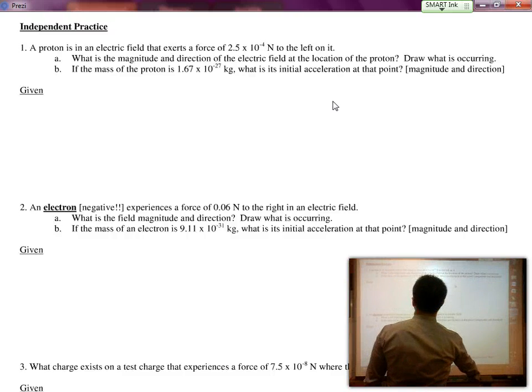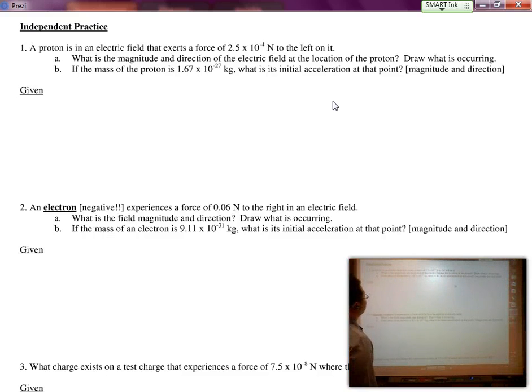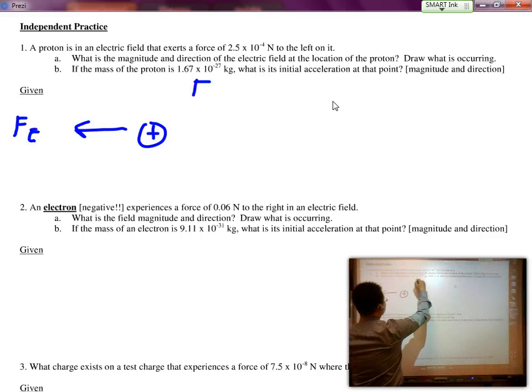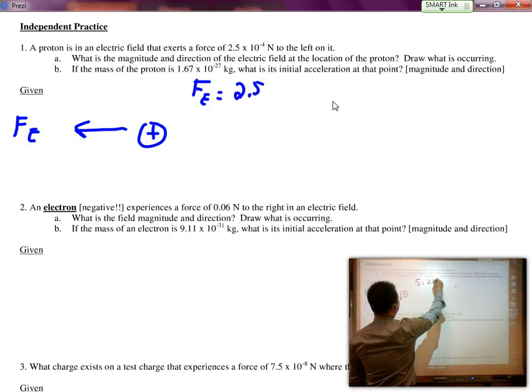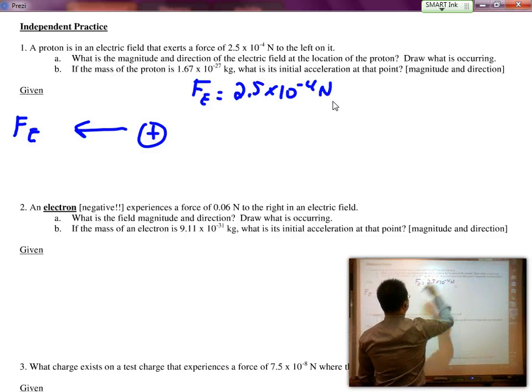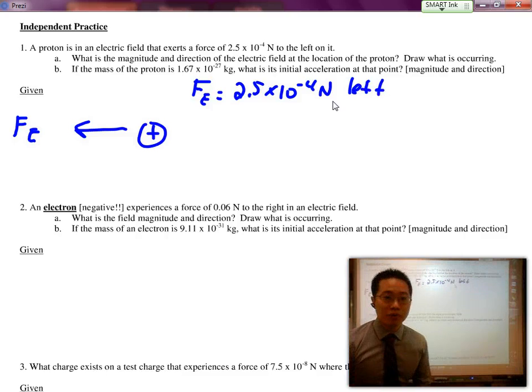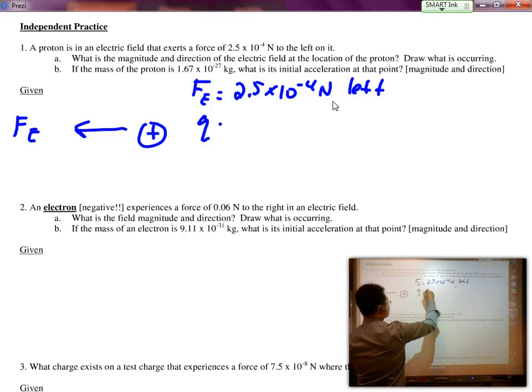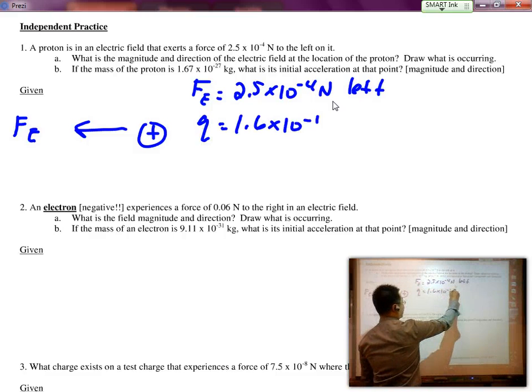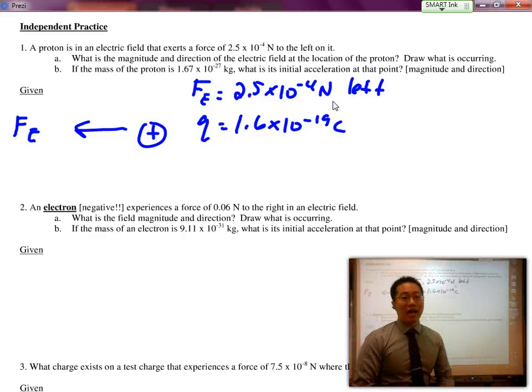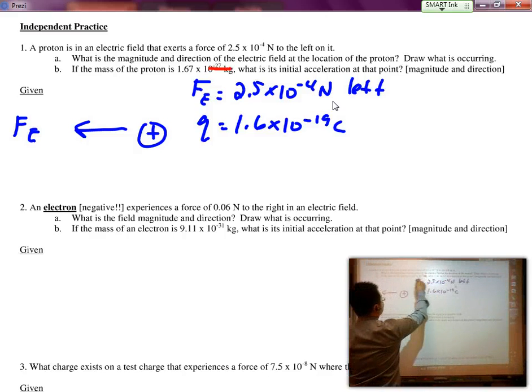A proton is placed in an electric field. So we'll draw a proton with a positive charge. Now, it feels a force, an FE, to the left. In fact, they tell us that the force is equal to 2.5 times 10 to the negative 4 newtons left. Because it is a proton, you should automatically note that the charge is equal to 1.6 times 10 to the negative 19 coulombs. And they even give us the mass over here, which we'll use later.